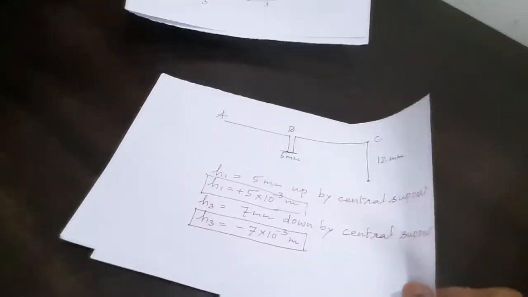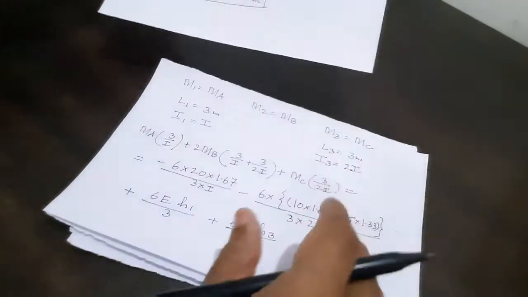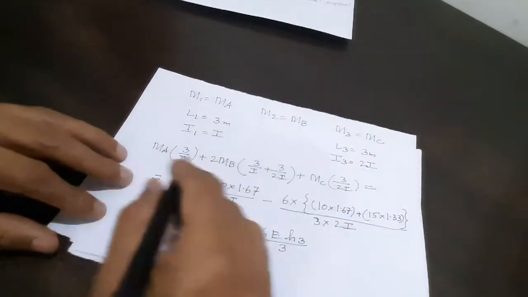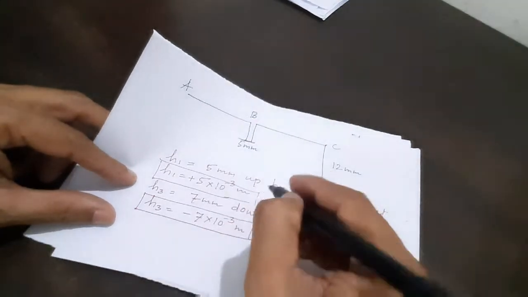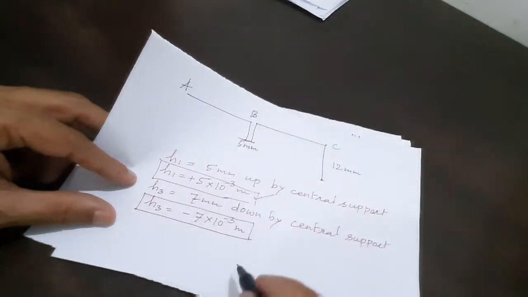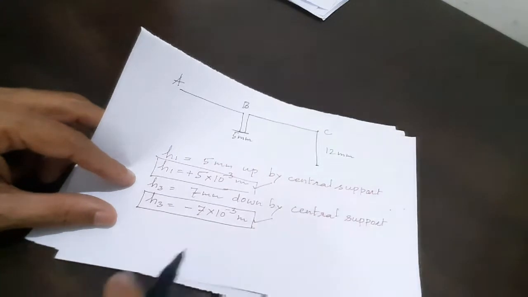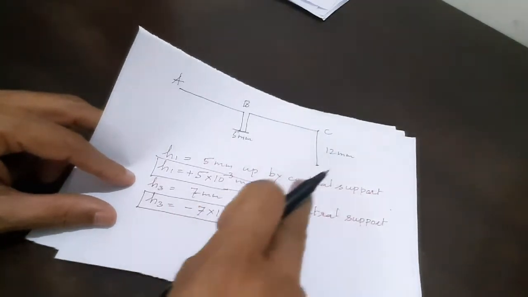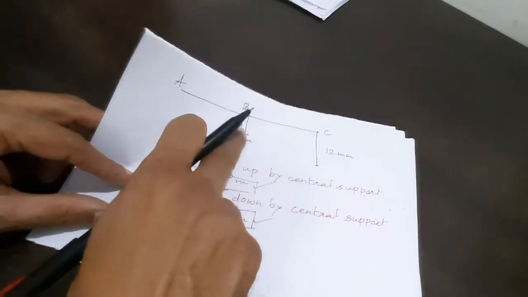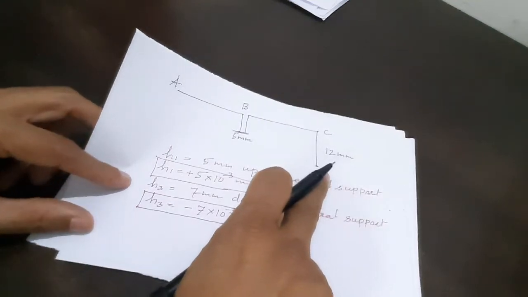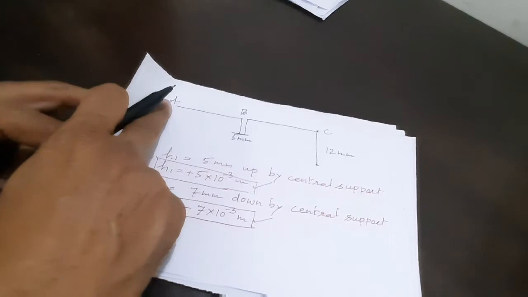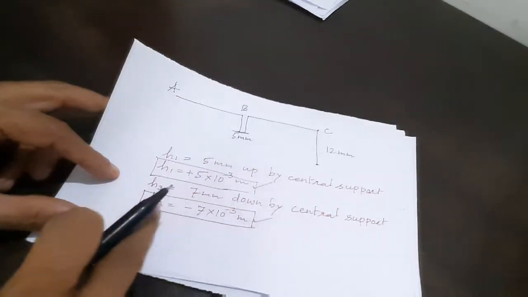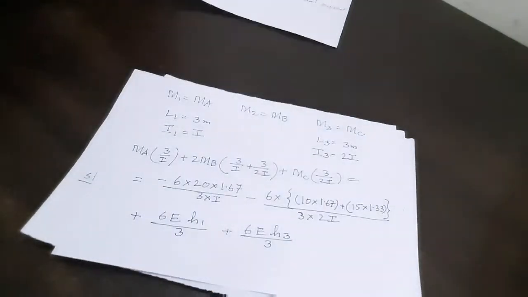Now my friends, I will convert this equation. I have already calculated the value of H1 and H3. H1 is 5 into 10 to the power minus 3 meters. H3 is minus 7 into 10 to the power minus 3 meters. Why minus? Because in this case, the right hand support is 7 mm down of the central support. Down means negative, up means positive. In this case, the left hand support is 5 mm up of the central support. So up is positive, down is negative. So we have converted this.